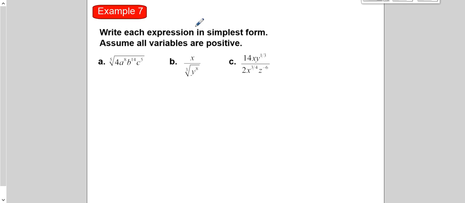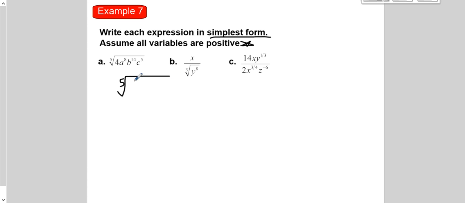Example 7, write each expression in simplest form. Assume all variables are positive. See, when they tell us this, then we don't have to worry about absolute values. So don't worry about absolute values. We are looking for sets of 5. This first one, example 7a, sets of 5. So 4 is 2 times 2. So that's not going anywhere. We don't have a set of 5 of anything.